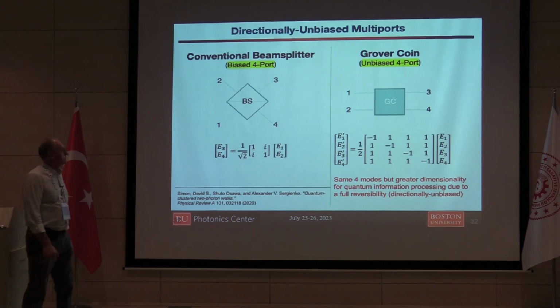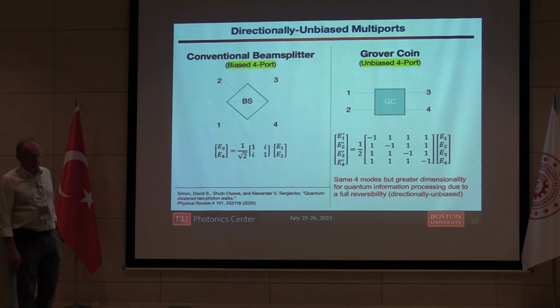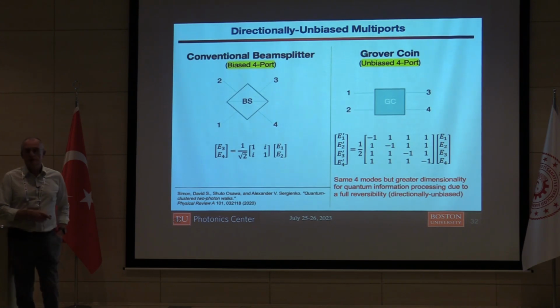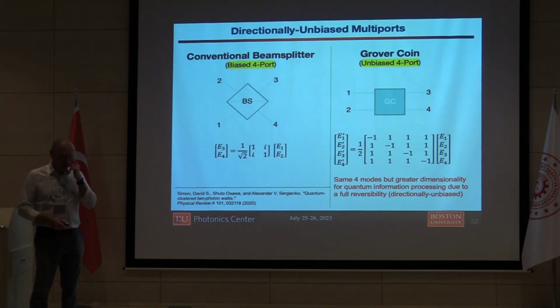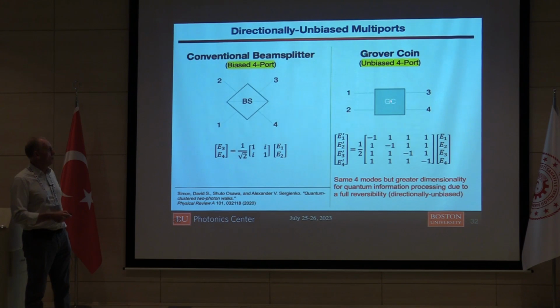The main point, and that's what we got as a question some time ago: our conventional beam splitter is a four-port device but biased, giving you a 2x2 matrix connection between fields. Can we design something with the same four modes but that gives us a 4x4 scattering matrix? Basically, this device should be able to take any field to any other field. You come in from one, you can go to 2, 3, 4, or backwards to one. And the same symmetrically for everything. That's exactly the whole idea, to have a directionally unbiased four-port.